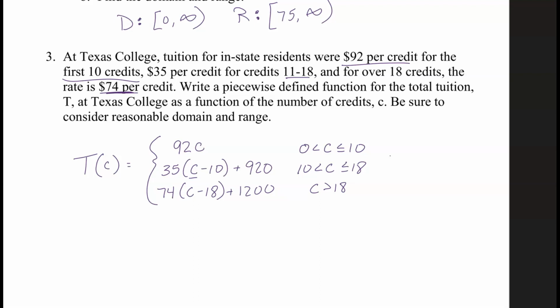Okay, so let's see here. What else does it ask? Be sure to consider the reasonable domain and range. So our domain is our C values, right? Our X values or C values. So you could take 0 credits. That's totally plausible. That means you're really not enrolled. So actually, is it reasonable to say you're taking no credits? I say no. Then you wouldn't be enrolled. You wouldn't be going to college at all. So I would say you don't include 0. All the way up to infinity.